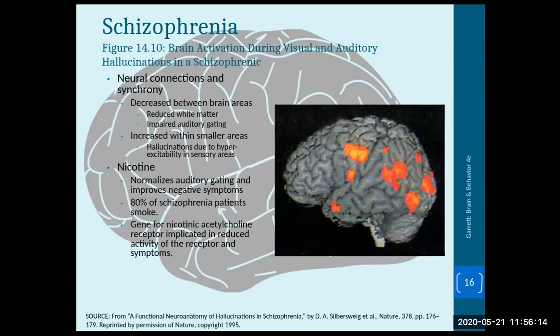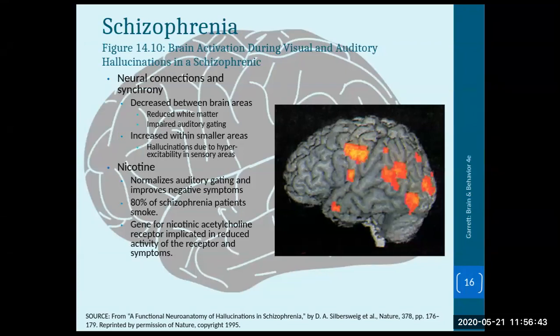Looking at the connectivity and synchronicity between neurons and parts of the brain, here we see decreased activity and decreased connections. And this comes from not only reduced cells and reduced gray matter, but if the cell's dead, so is the axon. So we see reduced white matter as well. So maybe the corpus callosum and other white matter pathways are not as efficient because the cells die. And we see this especially in the temporal lobe when it comes to auditory gating.